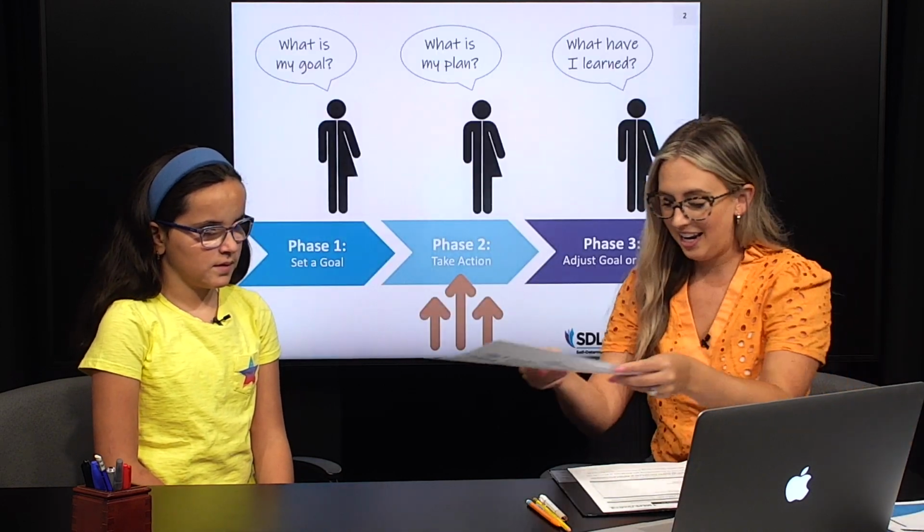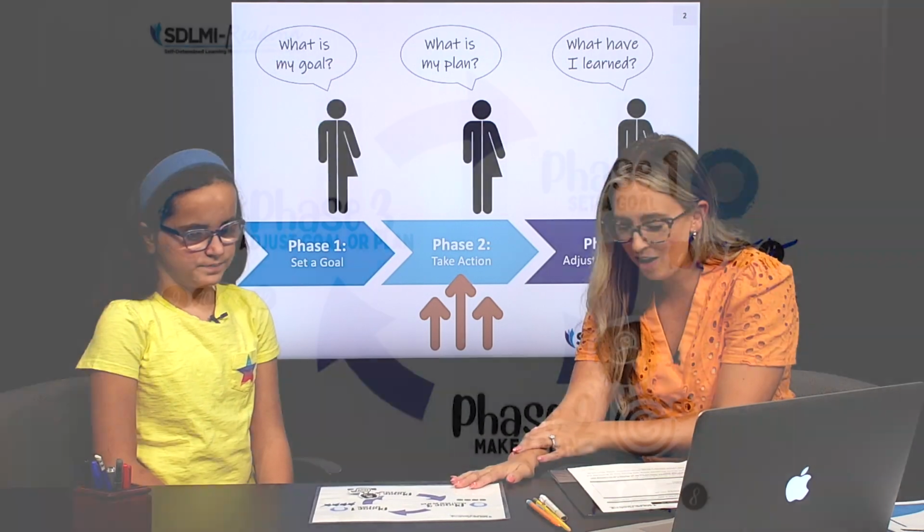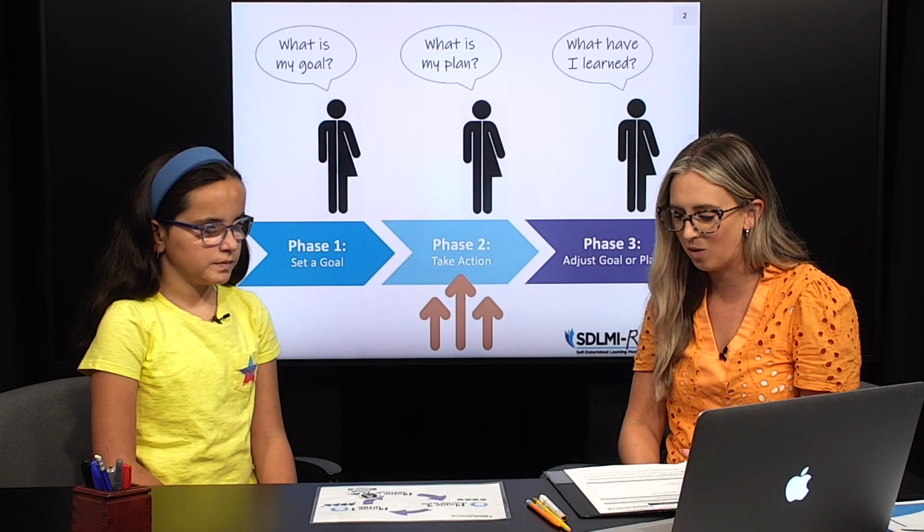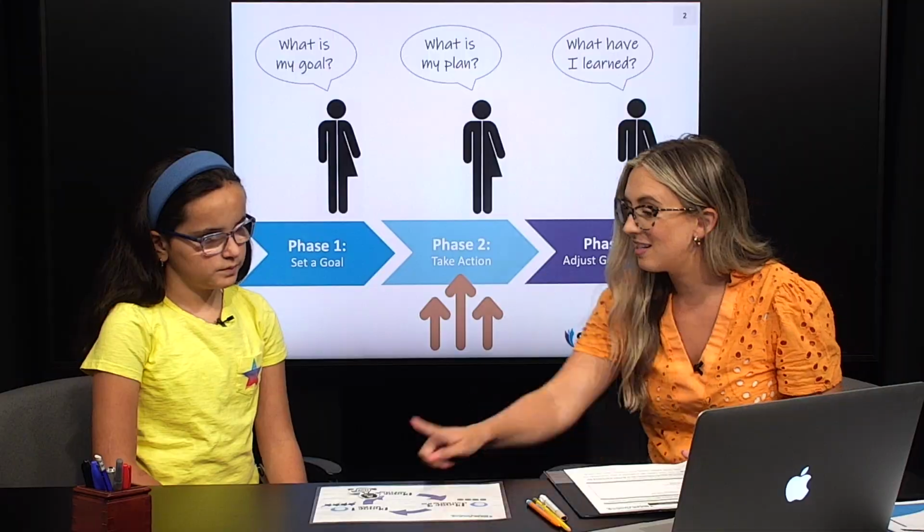Let's go ahead and take out our SDLMI-R phase tracker. Today, we are going to continue thinking about your action plan to work towards your reading goal that you set. That means that we are going to continue with the SDLMI-R Phase 2 Take Action.